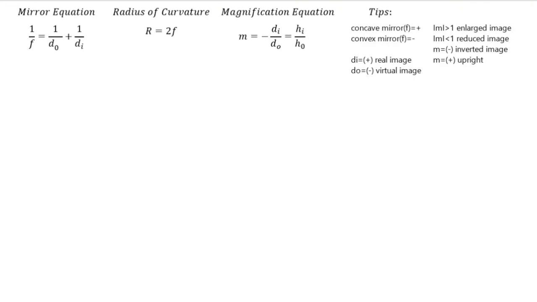Today I'm going to be teaching you about spherical mirrors. So let's go into some equations and some notes to consider. The mirror equation is this: 1 over f is equal to 1 over d_o plus 1 over d_i.